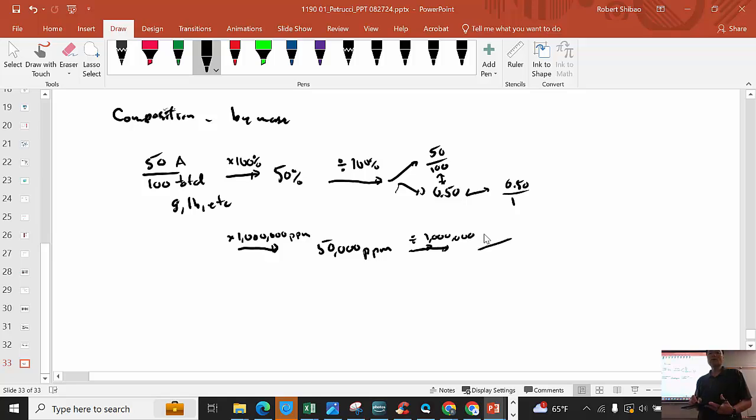And then we could go to fractional form. If we do it in fractional form, it'd be 50,000 over 1,000,000. And then we might want to get rid of some of these zeros in the fraction to make it a little easier to deal with. So if we eliminate some of these zeros here, we might get 50. Did I get that right?